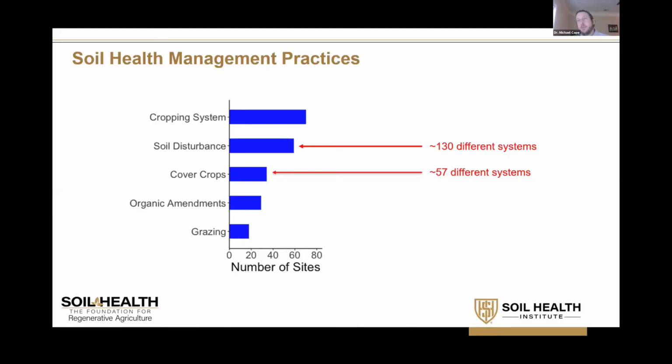So I'll start out with a simple figure here that just shows the number of sites that we sampled, sorted by broad types of soil health management practices. We sampled 58 sites that have tillage comparisons in their experiments and 34 sites that have cover crop comparisons. But what I'm noting here in this red text and these red arrows is that these comparisons actually represent about 130 different tillage systems and about 57 different cover cropping systems.